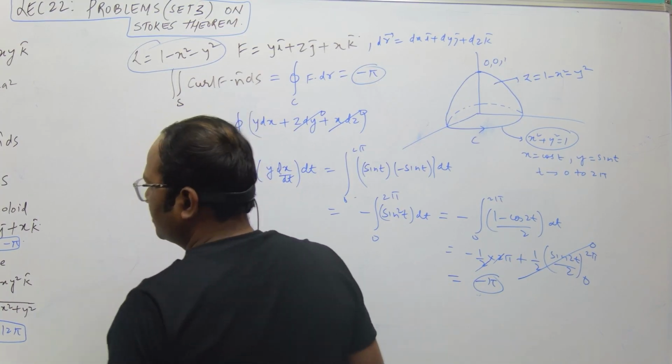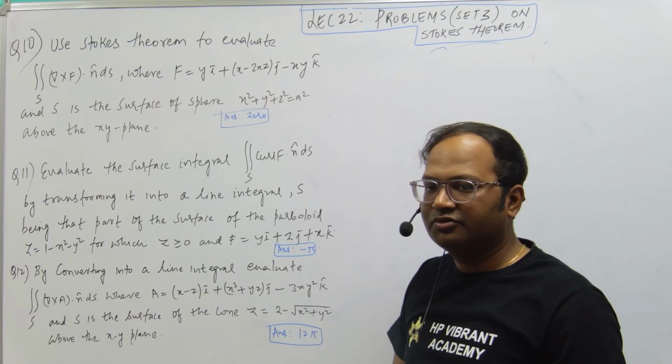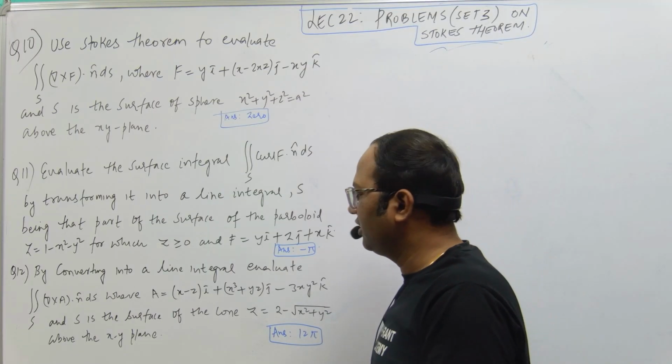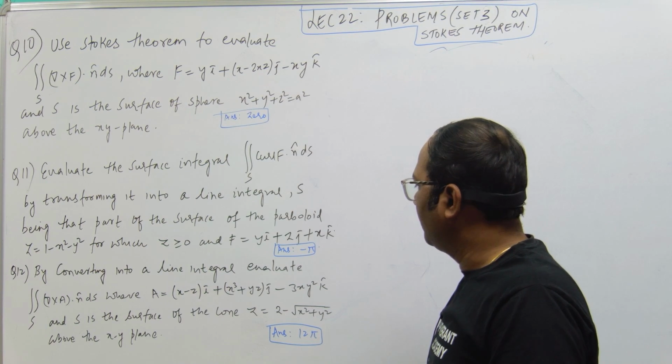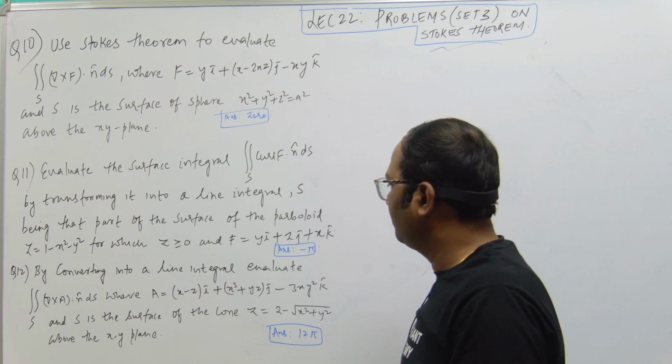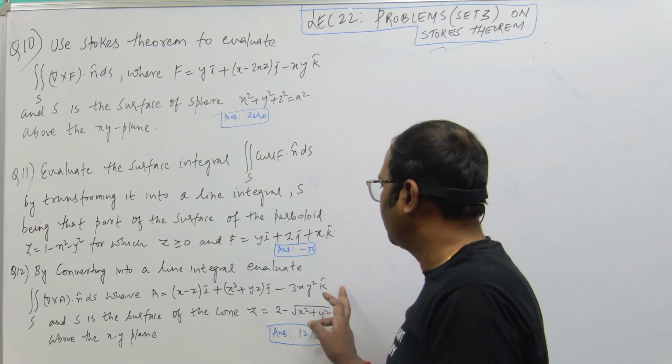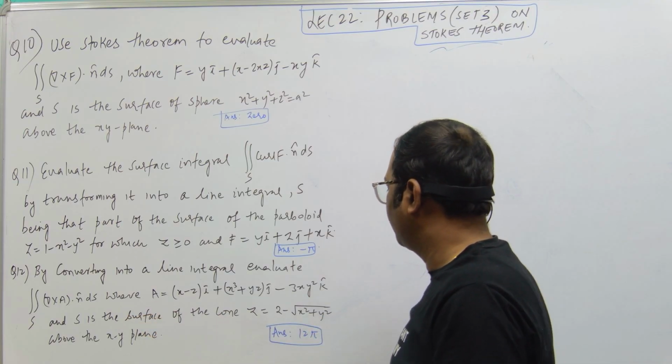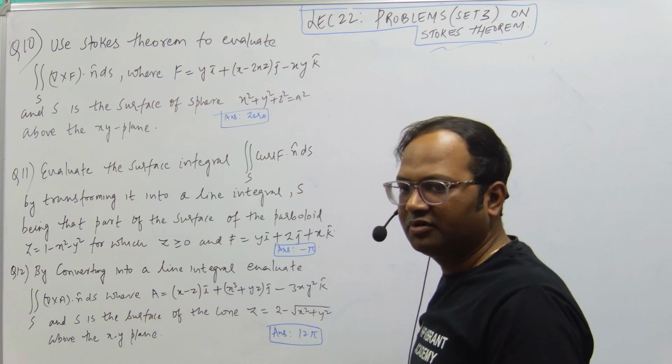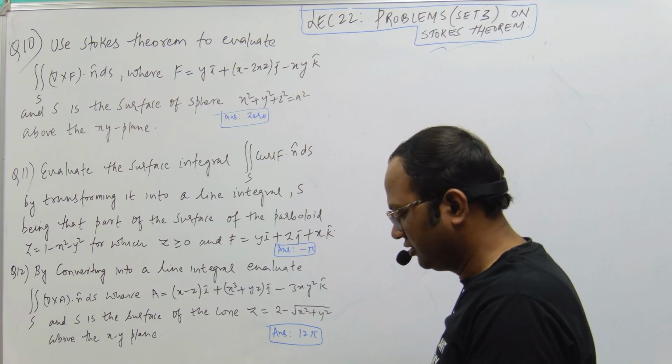Now let us discuss question number 12. What is given in question number 12? By converting into the line integral, evaluate del cross A dot n cap dS, where the value of A is given by this particular expression, where S is the surface of the cone given by z is equal to 2 minus x square plus y square. So let us solve this.